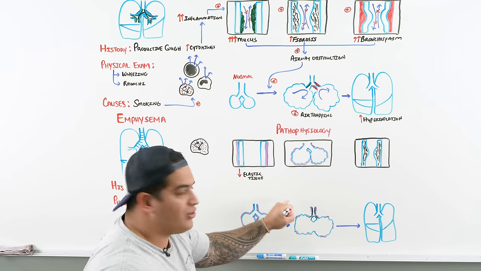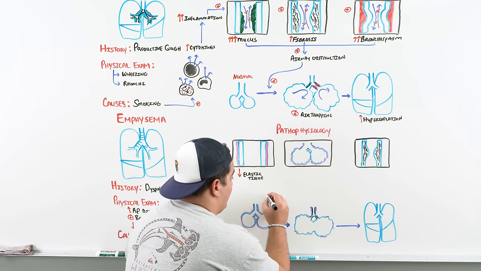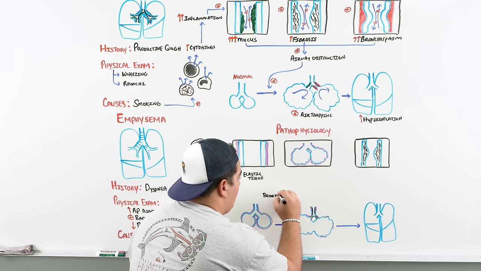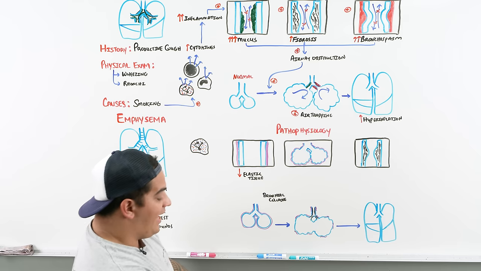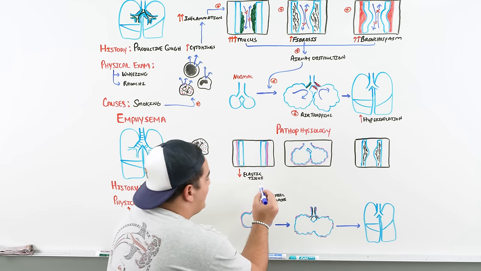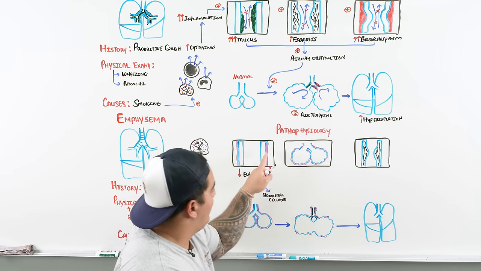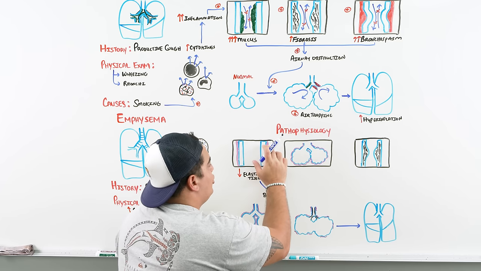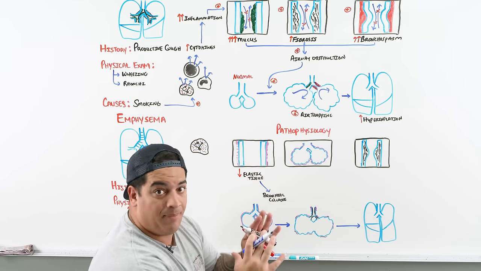So that's one downstream effect, is that with decreasing elastic tissue, one of the things that you'll see as a result of this is bronchial collapse. The other thing that's really interesting is that in these patients, they also have destruction, not just of the elastic tissue. So look, this thing's getting chewed up here. I'm going to chew it up a little bit. Chewing up the elastic tissue, and now these bronchioles can't stay open and they start collapsing.